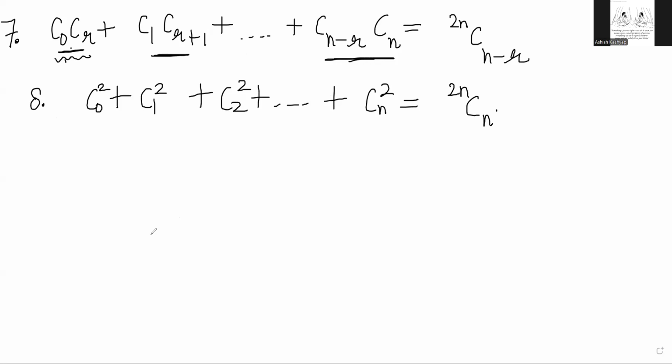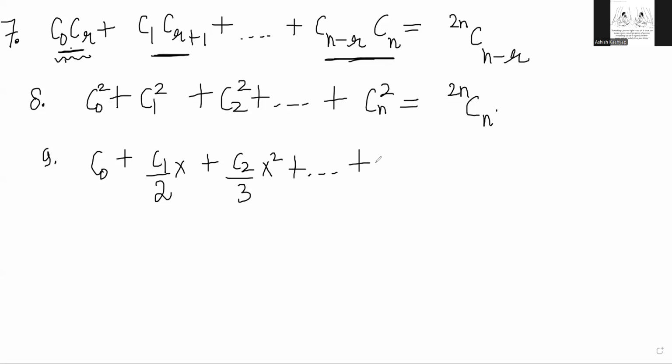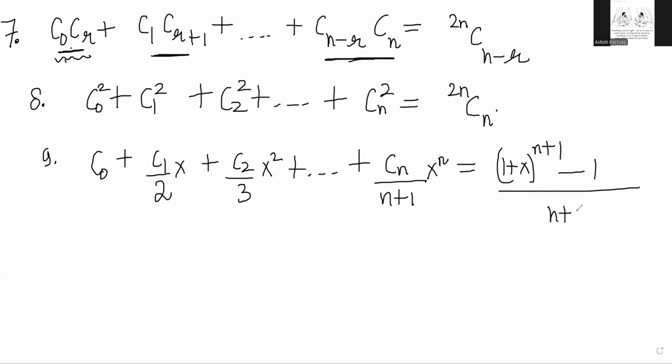Then there are results based on integrating. So for example, the standard result is C0 plus C1 by 2 x plus C2 by 3 x square and so on plus Cn by n plus 1 x power n is equal to ((1 plus x) power n plus 1 minus 1) by (n plus 1) times x.